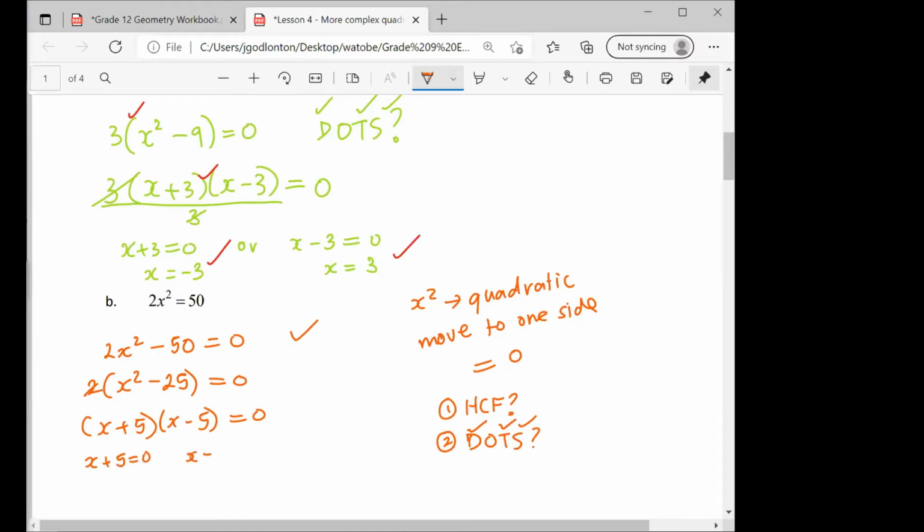Or x minus 5 is equal to 0. And so when that 5 moves over, it would be x is -5 or x is 5. And those are our 2 answers. Well done for those of you who got it. Nice job.